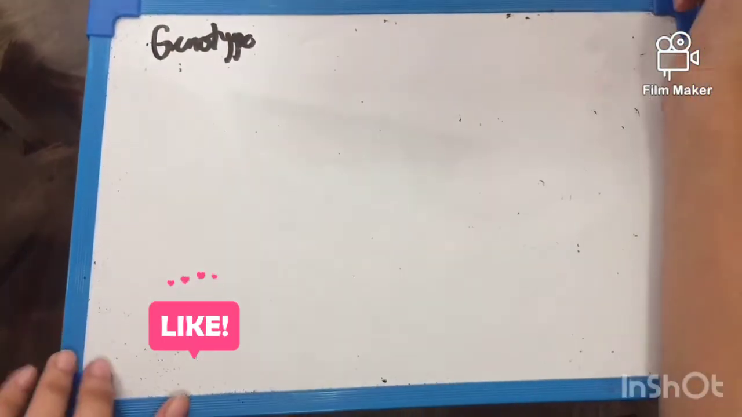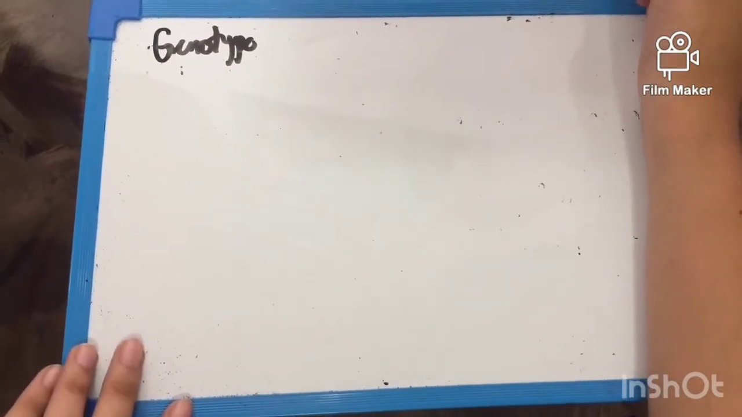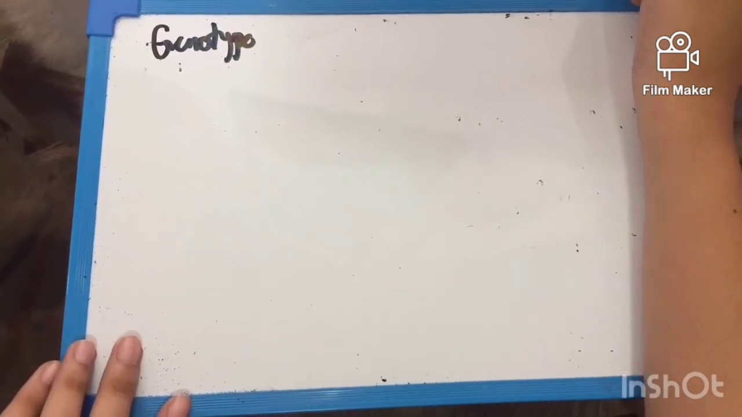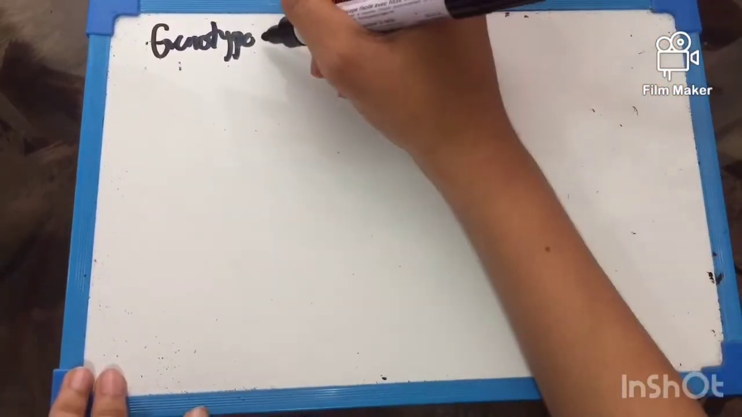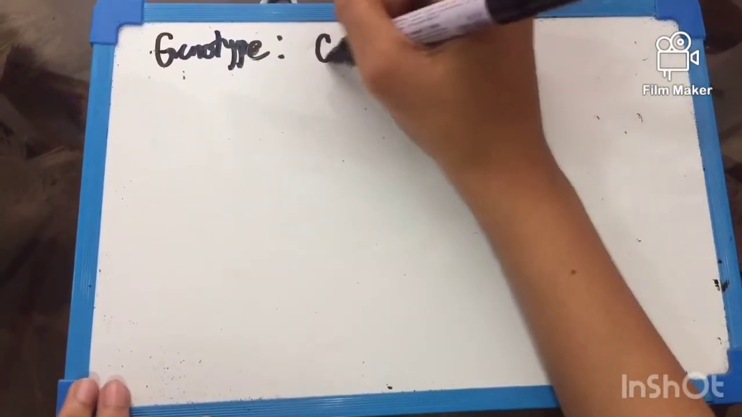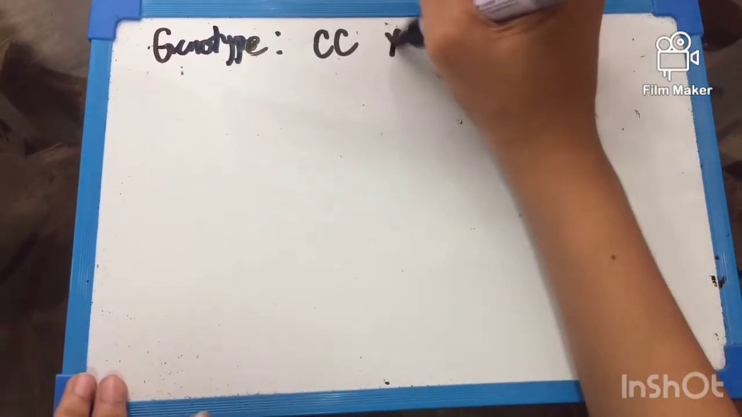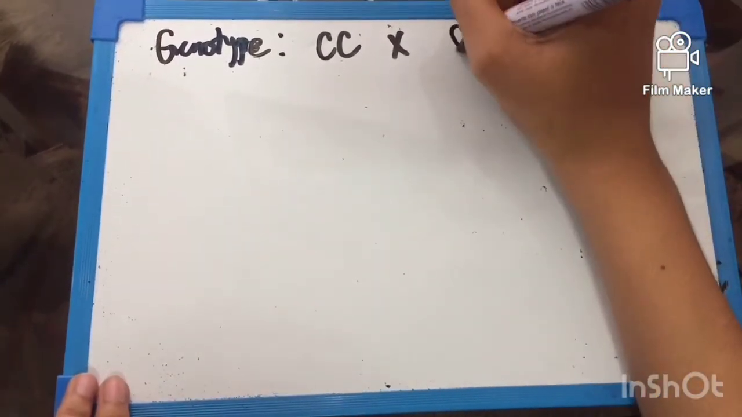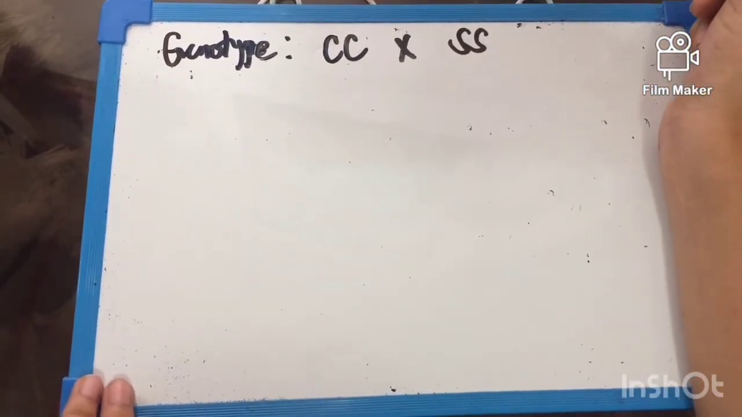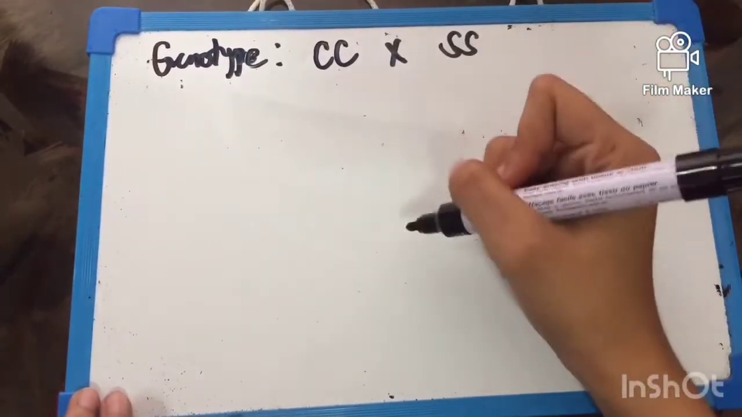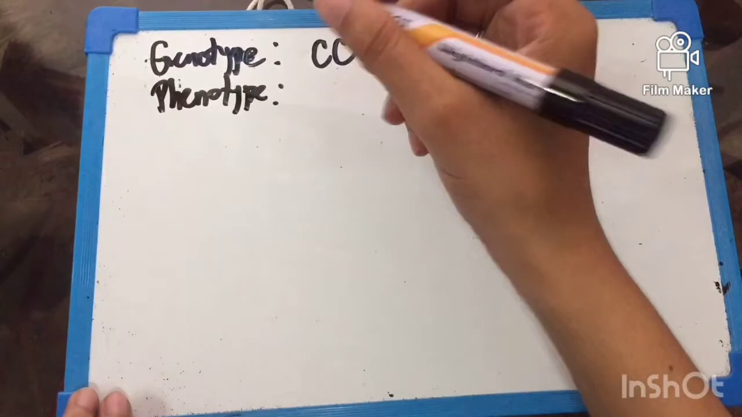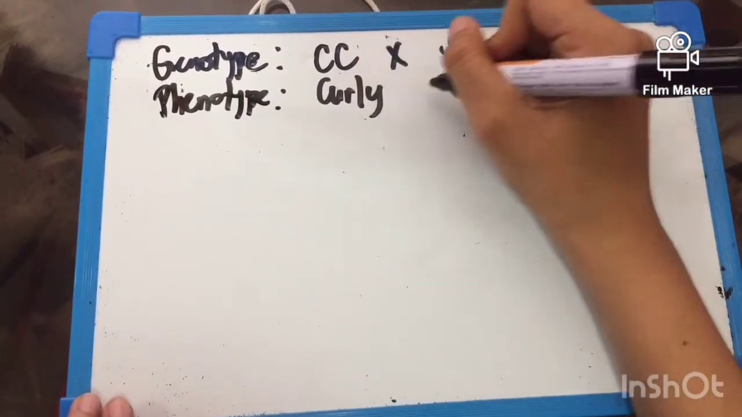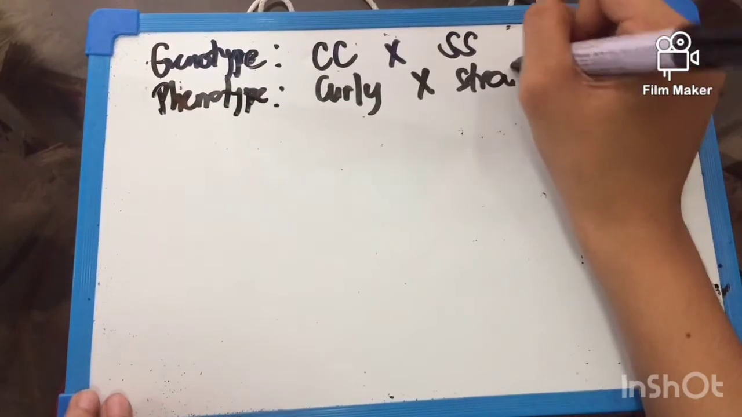A curly-haired person and a straight-haired person. You notice in your clarifying understanding, the genotype for curly has C. Again, genotype must be 2 letters. So curly is CC, mated with straight hair, SS. Again, genotype must be 2 letters. So for phenotype, curly is crossed with straight hair.